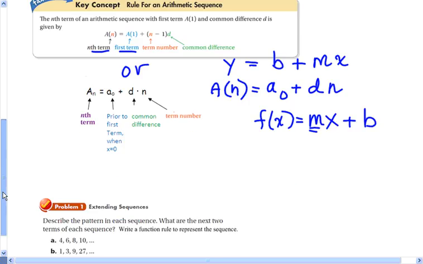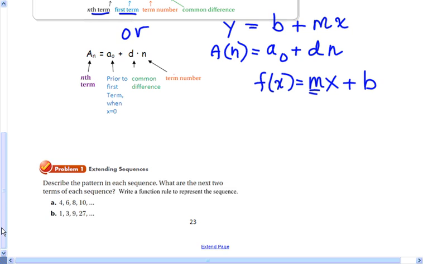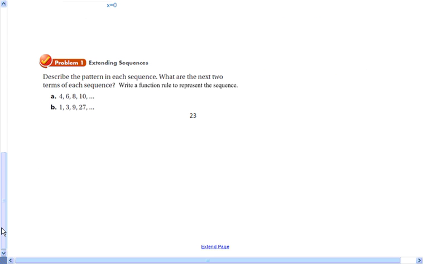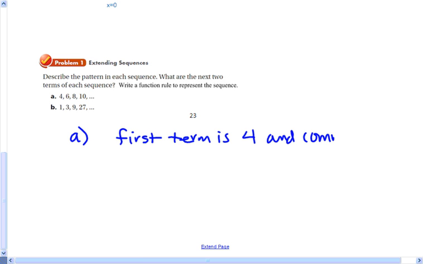All right, so let's check out some arithmetic sequences here. Describe the pattern in each sequence. What are the next two terms? In A, it's a sequence where the first term is 4, and there's a common difference of 2. And we get that just by subtracting these two. 6 minus 4 is 2. 8 minus 6 is 2. 10 minus 8 is 2.